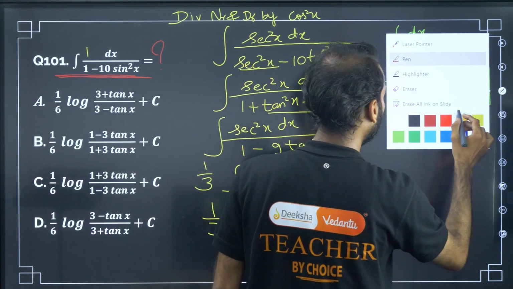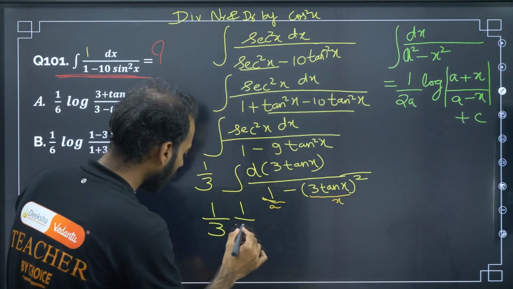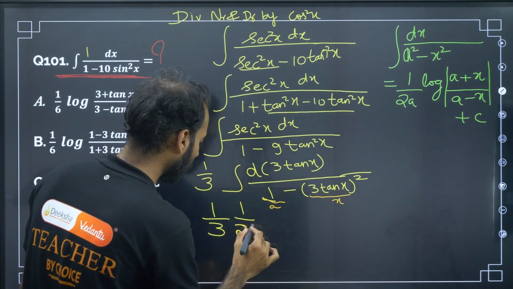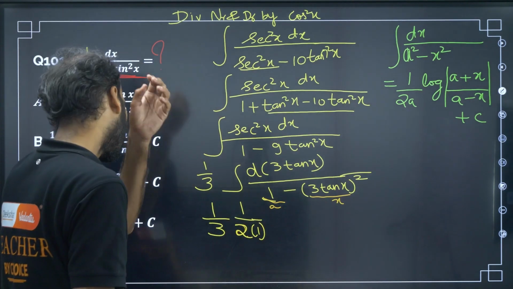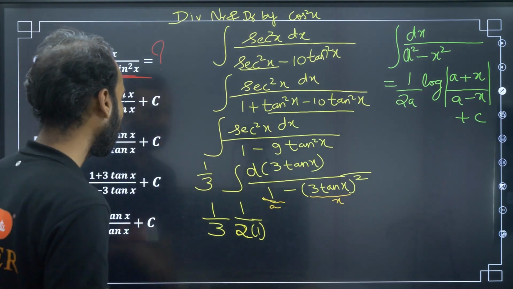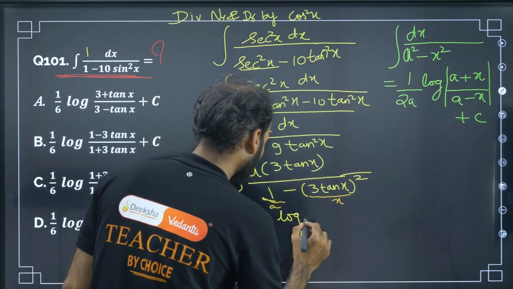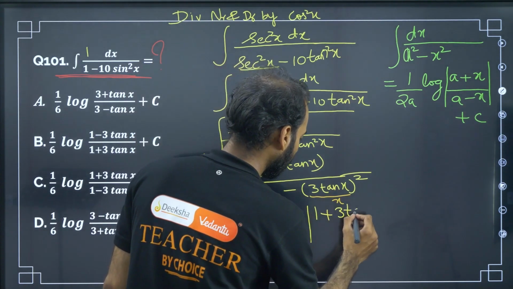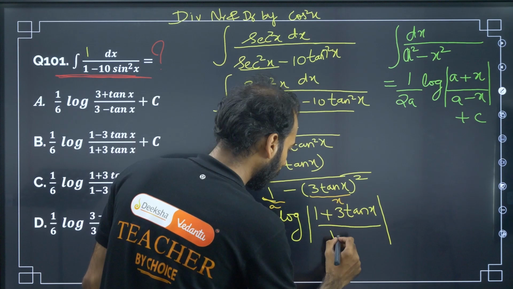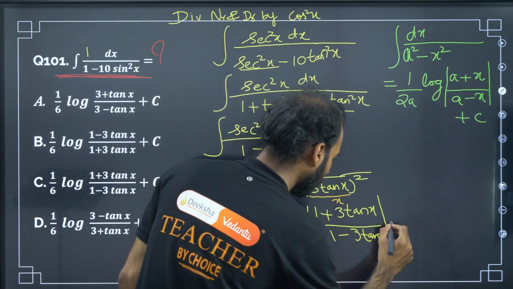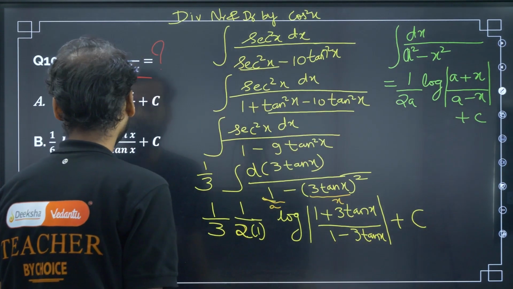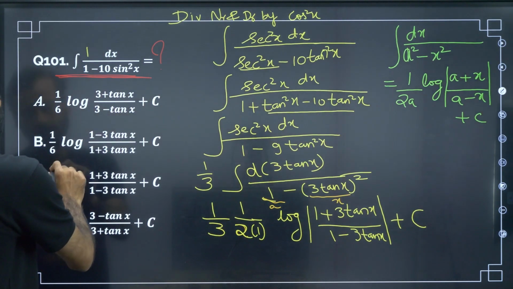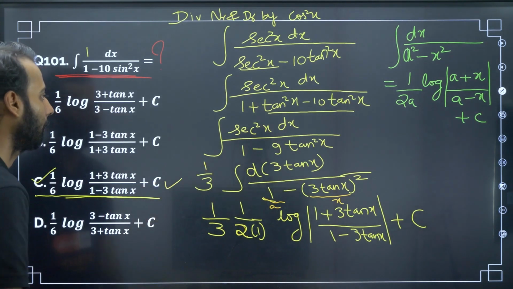Now see here, 1 by 2a, this is 1 by 2a, differentiation of this by this, that is equal to log of (a is 1, plus x is 3 tan x) by (1 minus 3 tan x) plus c. So is there any option like this? 1 by 6 log of (1 plus 3 tan x) by (1 minus 3 tan x) plus c is the answer. Moving on to the next question.